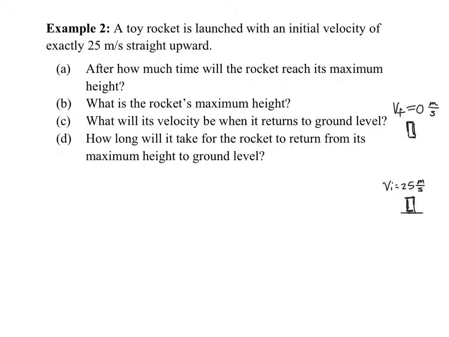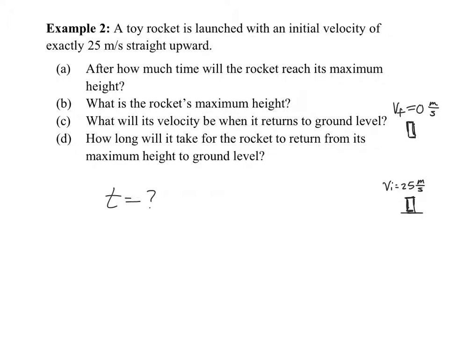What am I looking for? What variable? Give me the variable. Someone besides James, you just answered the last one. What variable are we looking for in part A? T. Thank you. T. We are trying to find time. It looks like we don't have enough information. VF, VI, and T is not enough. I can't solve for time in any equation unless I know one other thing. What's that one other thing we do know?